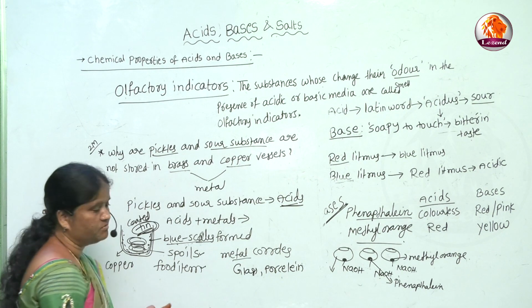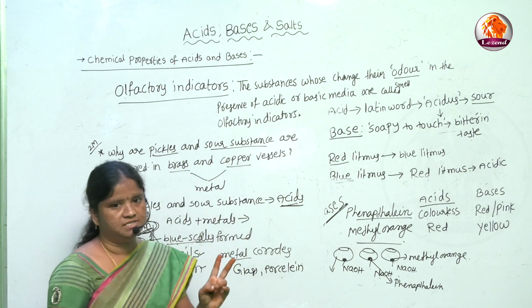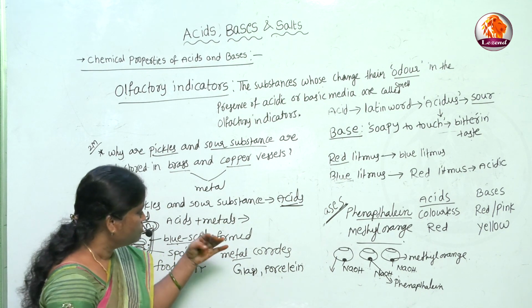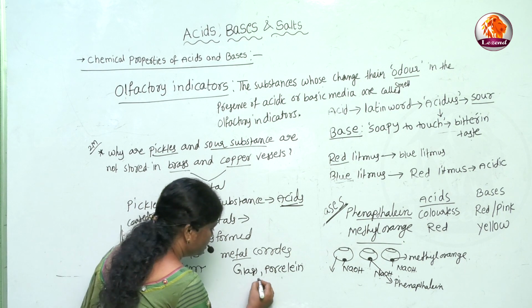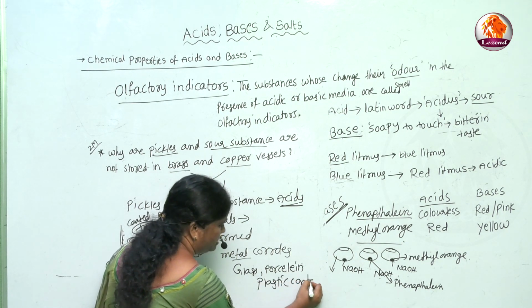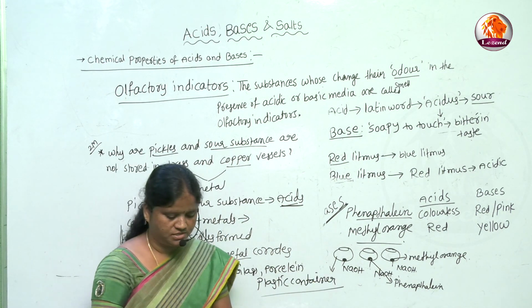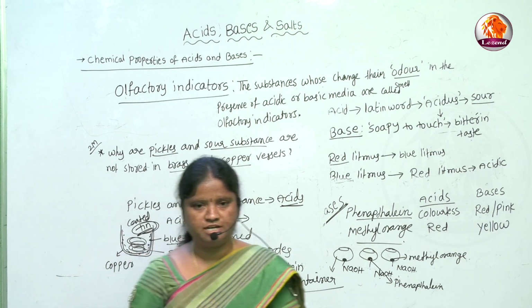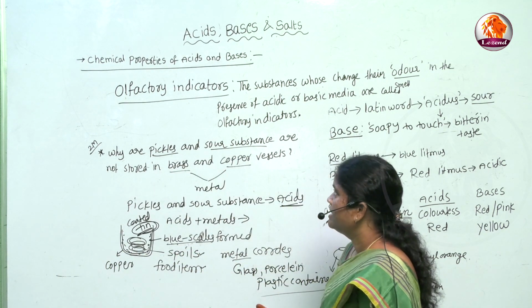To avoid this chemical reaction between acid and metal, brass and copper vessels are coated with tin, which is the least reactive metal with acids. It does not react with acids. That's why they are coated with tin. Mostly pickles and sour substances we can store in glass, porcelain, and plastic containers, to avoid the chemical reaction between acid and metals. This is the general question they will ask based on acids.